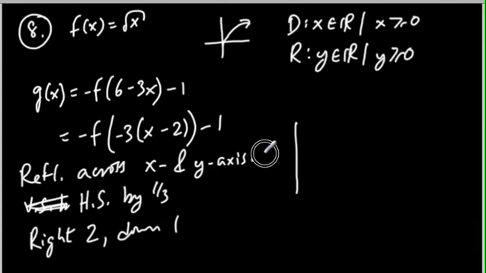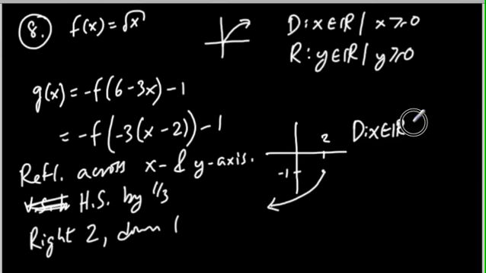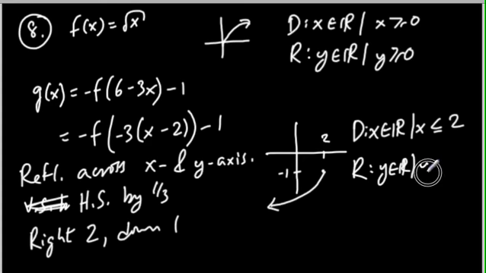Since there's a reflection across, this is how it normally looks like. There's a reflection across the x, then the y, and it's moved to the right 2 and down 1. So, in other words, it goes like this. So domain is x is an element of reals, x is less than or equal to 2. The range is y is an element of reals, y is less than or equal to negative 1.